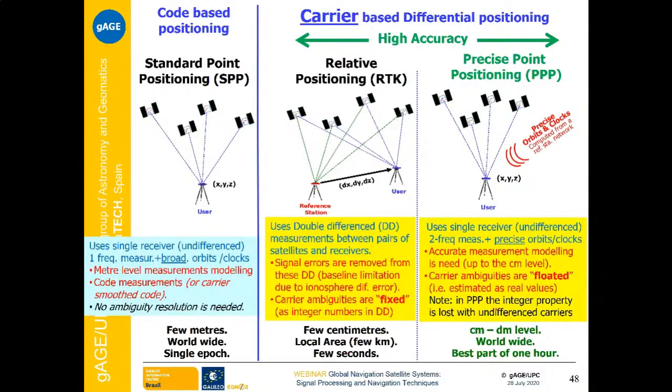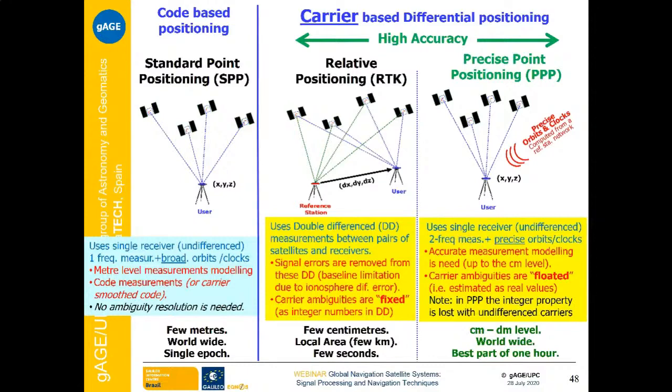In PPP, we use a single receiver. This is absolute positioning, but we need dual frequency measurements. We need two frequencies in order to remove the ionosphere, because the ionosphere is, as I commented, the component of the error most difficult to model. Using a dual frequency receiver, we can remove the ionosphere at the level of 99.9%.